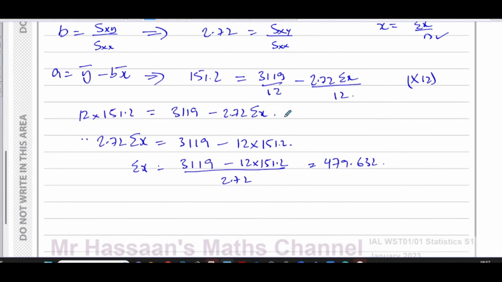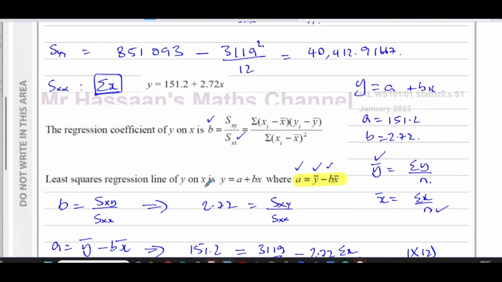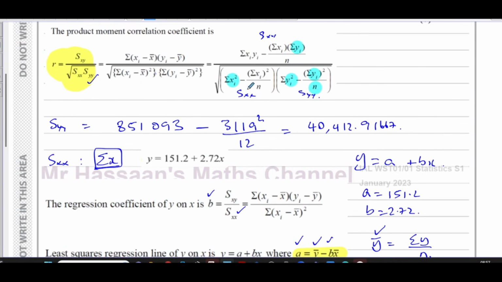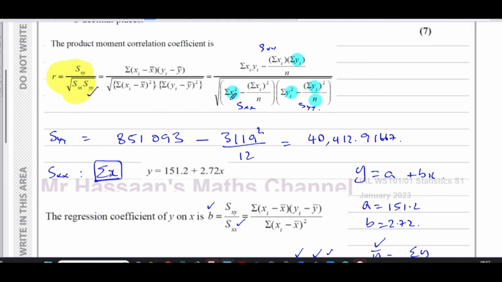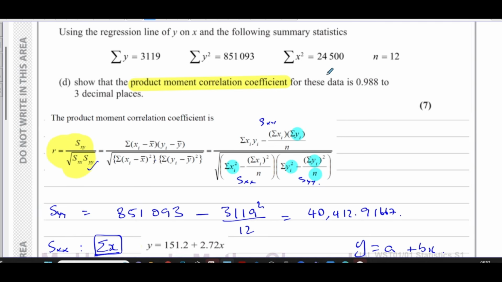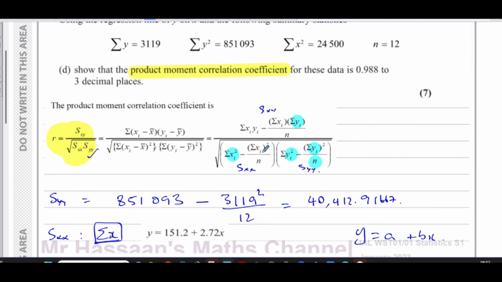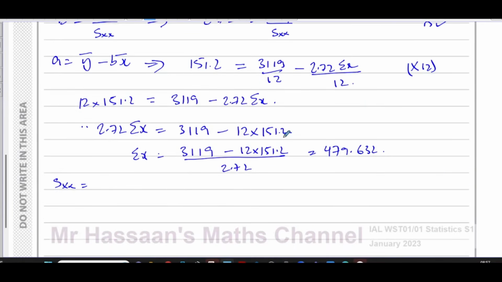Okay. And now that I have the sum of x, I can find what SXX is. SXX, as we can see from here, is the sum of x squared, which we have, which is 24,500, minus the sum of x, which we just found, squared, over 12. That's going to be SXX. So we have 24,500 minus 479.632. I'll put the exact value in. That's squared, divided by 12.